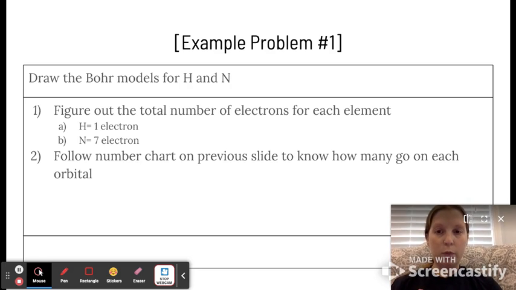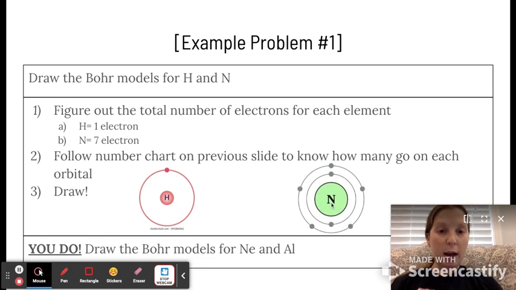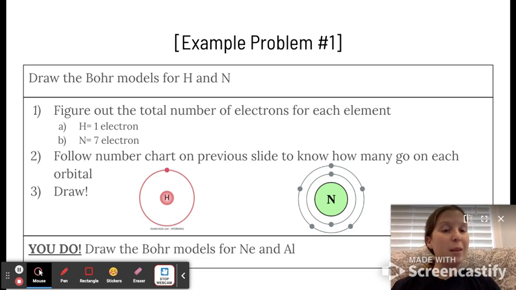Then we follow the number chart on that last slide to show us how many can go on each orbital. For hydrogen, we should have the first circle, and it only gets 1 electron because we only have 1 to deal with. And then for nitrogen, we put our first circle. Remember, it can only hold 2, so we put 2 on there. You can either partner them up or separate them opposite. I tend to separate them out because I like to see symmetry on those, but it's really up to you.